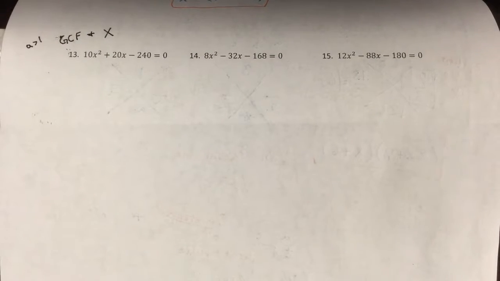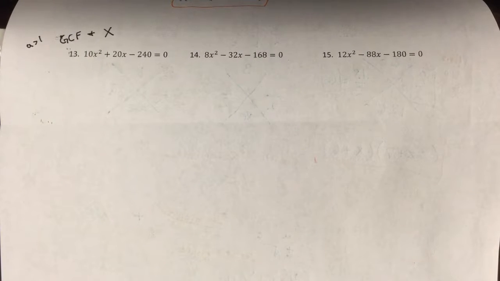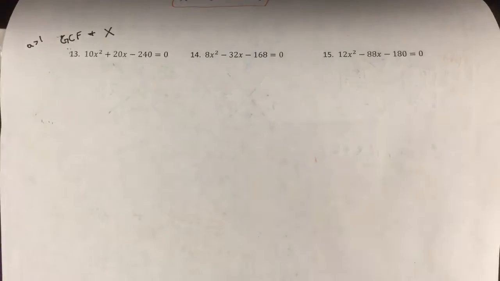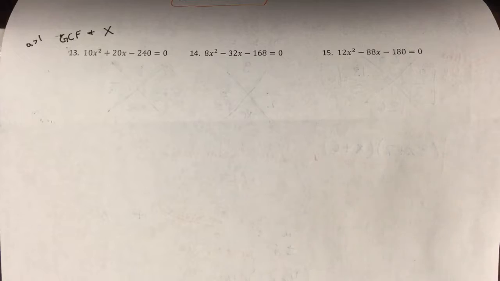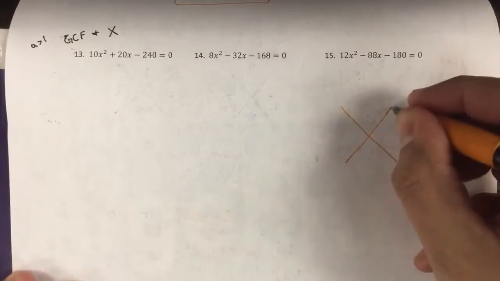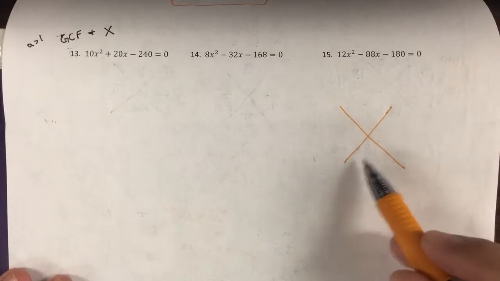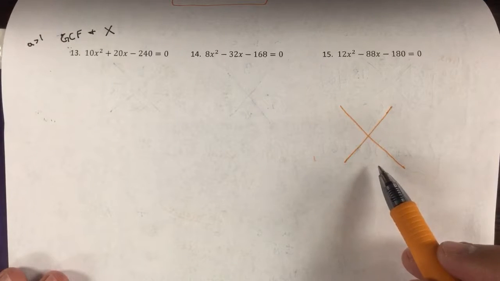Alright, ladies and gents, last example. Now, number 14, you see that we have 3 terms. So that should be a clear indication that we're going to do X method. Okay? So, we have 3 terms and those numbers are huge, right? We have 8 times 168. If I do my X method, I would have to put 8 times 168 down here.